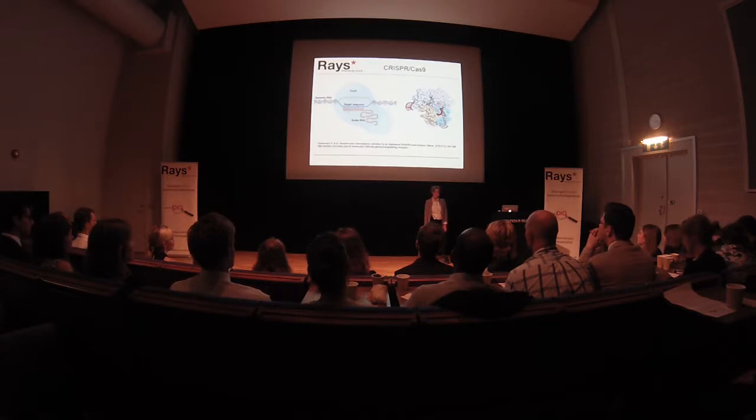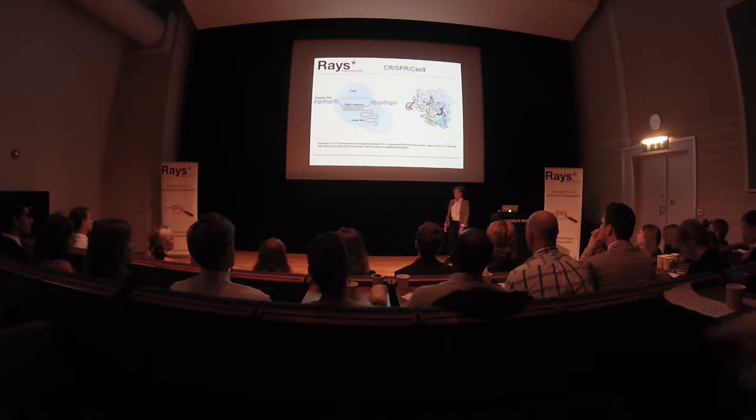CRISPR-Cas9 has two main elements, the guide RNA and the Cas9 molecule itself. The guide RNA, as the name suggests, guides the molecule to a location in the genome where the Cas9 molecule can then edit the genome. It can modify, delete, or insert bases so that it can change the genome in many different ways.